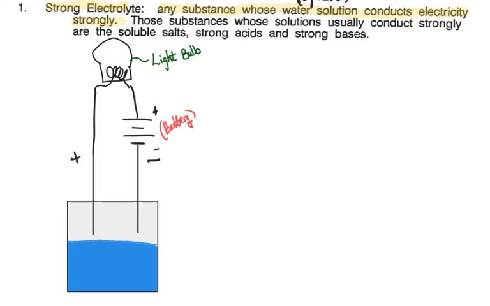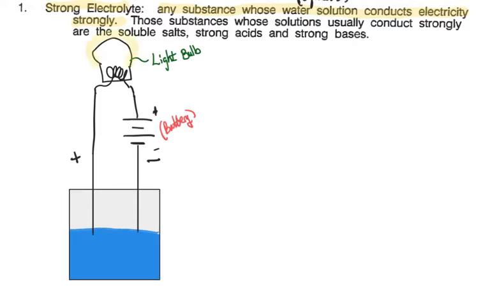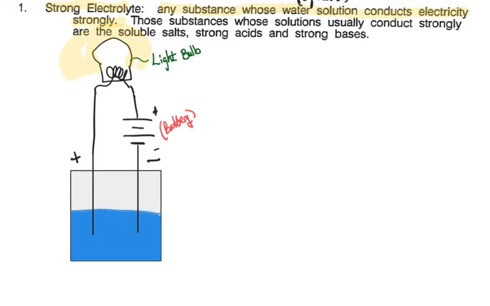As we dip this into an electrolytic solution, the light bulb will glow due to the ions carrying the electricity from one side to the other. How brightly that light bulb glows will depend upon how many ions are present.